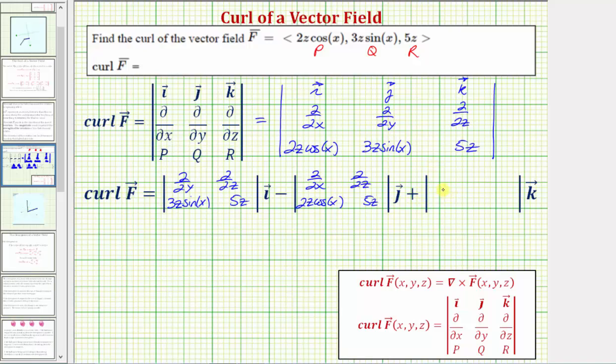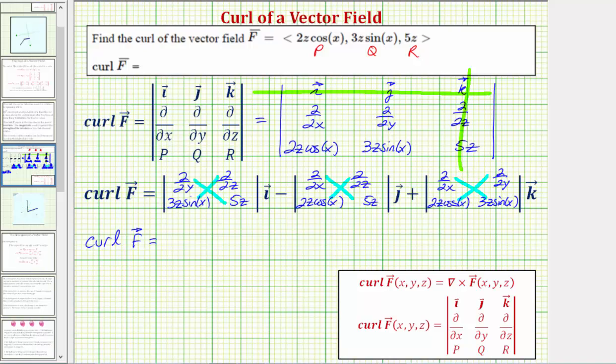times j plus, for this 2 by 2 determinant, we eliminate the row and column of the k vector, so we eliminate row 1 and column 3. So we have the partial with respect to x, the partial with respect to y, and then we have 2z cosine x and 3z sine x. And now for each 2 by 2 determinant, we'll determine this partial derivative, and then subtract this partial derivative.